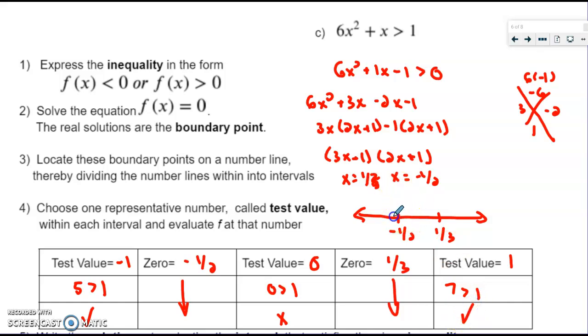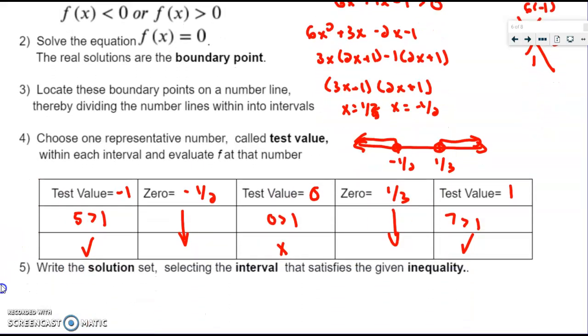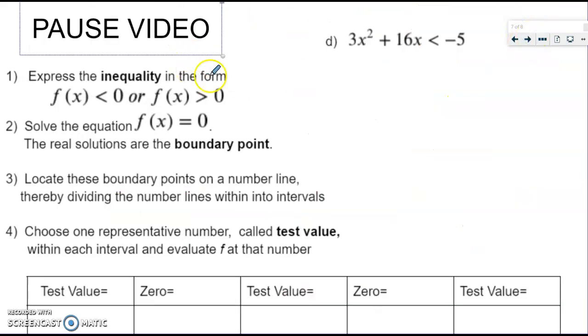So that is a solution. That means anything that's an open circle to the left is true, and anything to the right is true. So my solutions would be from negative infinity to negative 1/2, union from 1/3 to infinity. Those would be the solutions to this inequality. So I'm going to ask you guys to pause the video, try this one out, and see what you get.